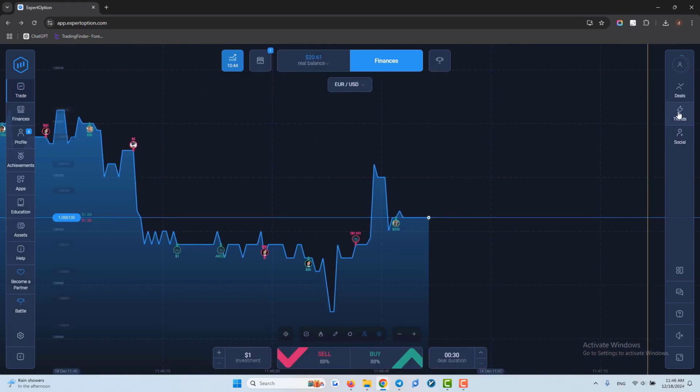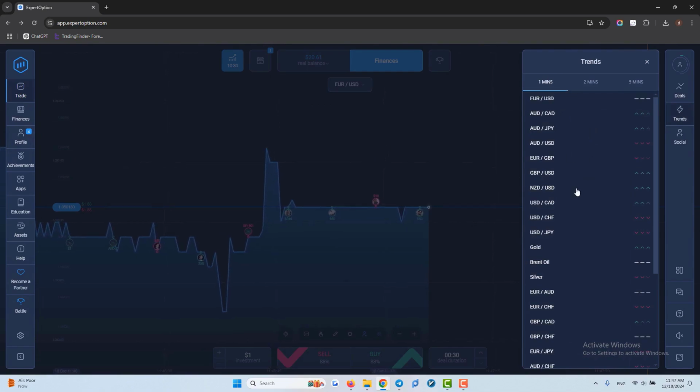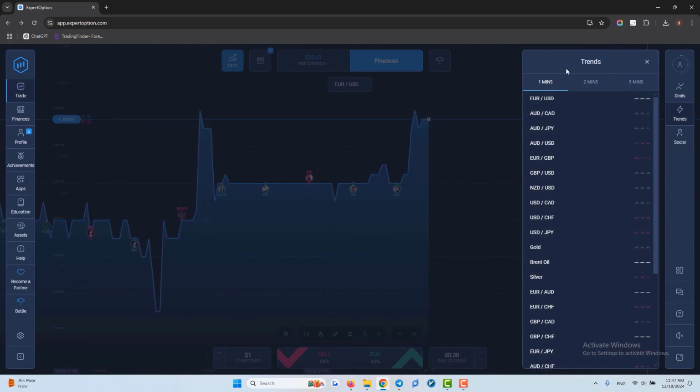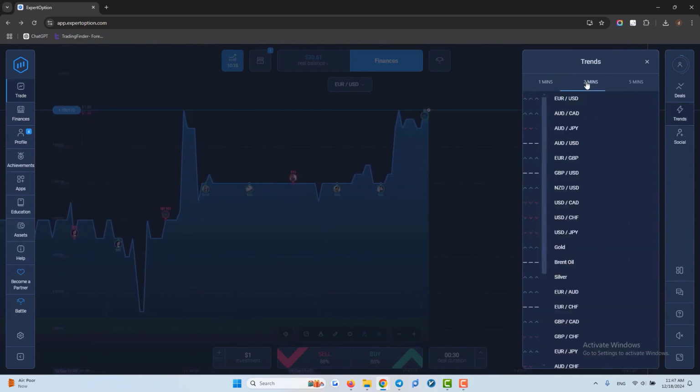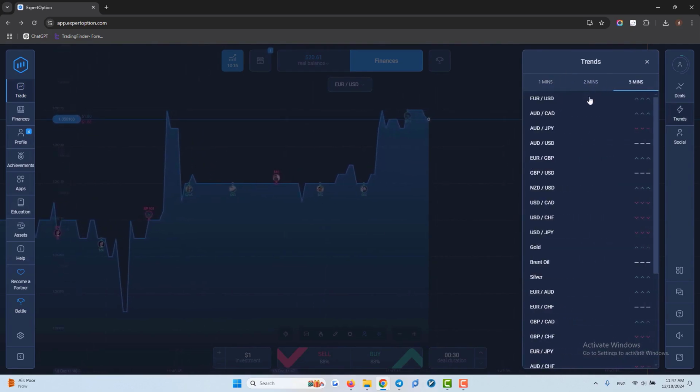In the next section on trends, we'll explore various trading pairs and symbols over time frames of 1, 2, and 5 minutes. For instance, in the 5 minute frame, many traders expect the euro to USD price to drop. Use this insight for better trade decisions.